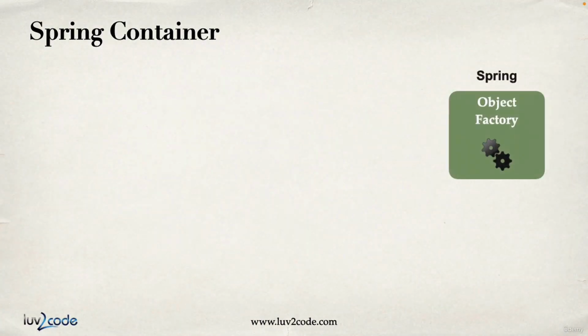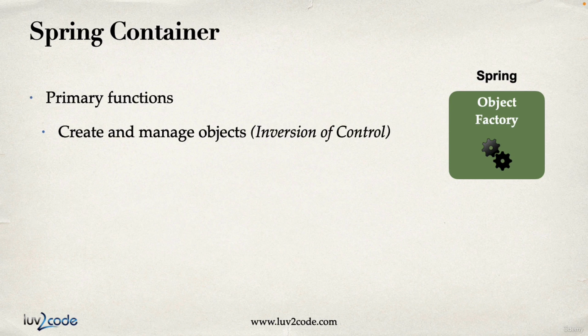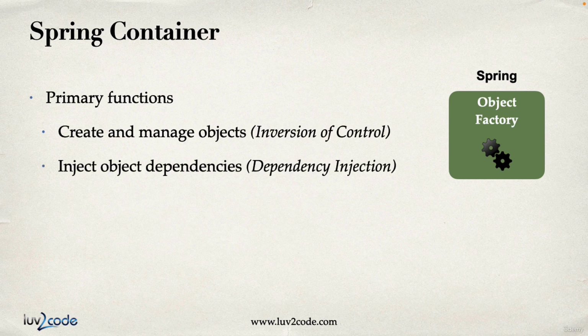Now, a bit more as far as the Spring container working as an object factory. This Spring container has two primary functions. One, to create and manage the objects using inversion of control, and then also injecting the object dependencies. That's making use of dependency injection.